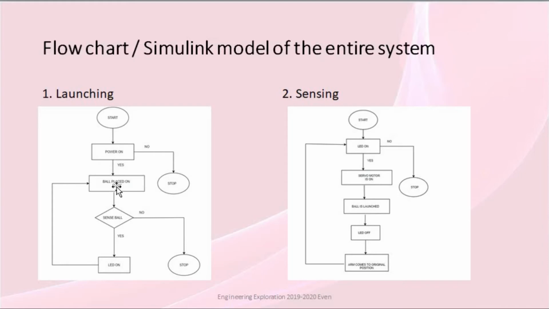If power is on, the ball is placed on the claw, then sense the ball. If the ball is sensed, LED on, then the process will repeat. If the ball is not sensed, the process will stop. Sensing flowchart. Start, LED on. If LED is on, the servo motor is on, then the ball is launched, LED off, then the arm comes to the original position. If LED is off, the process will stop.